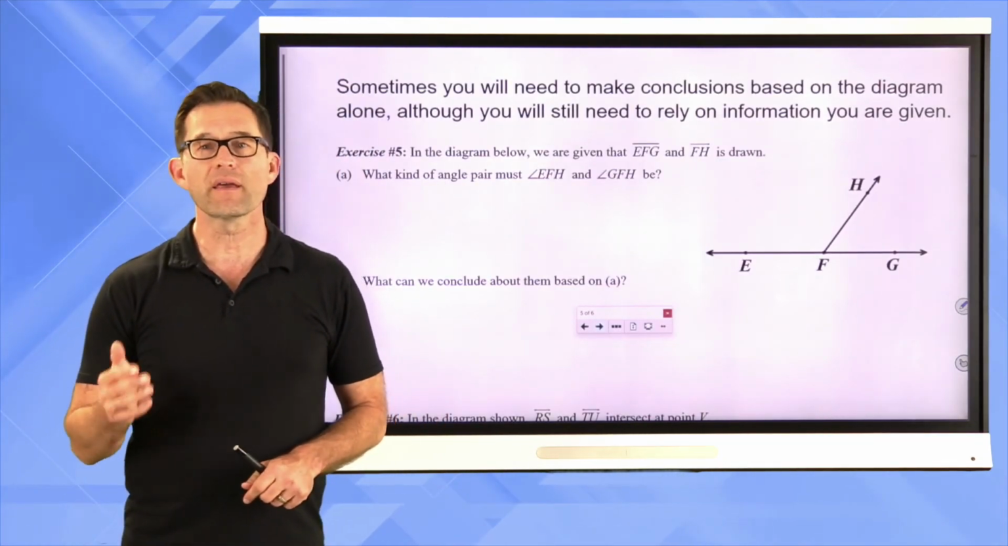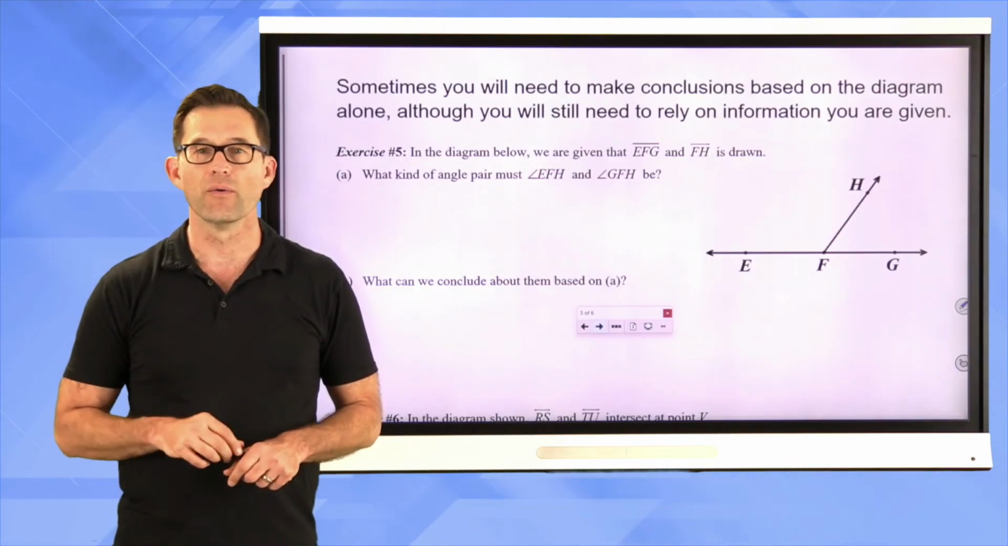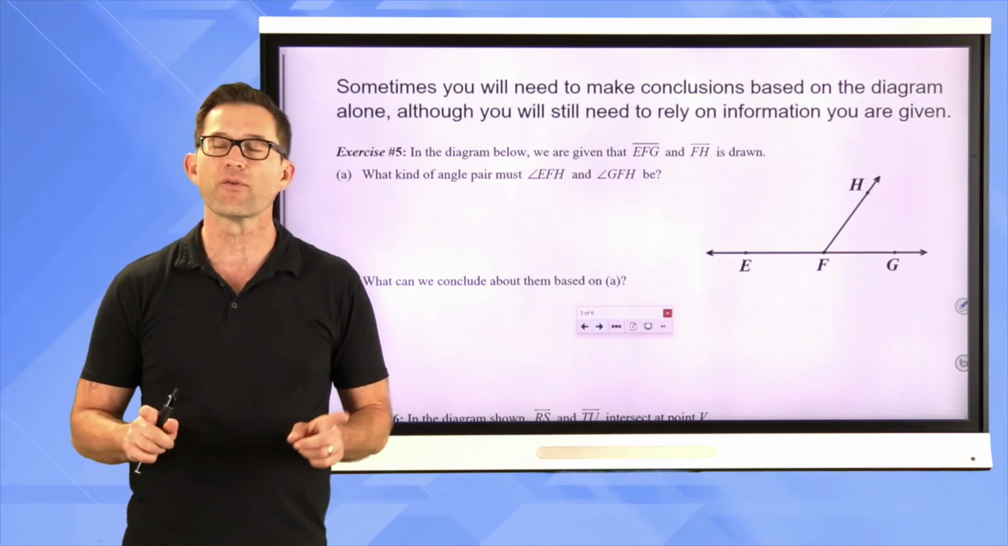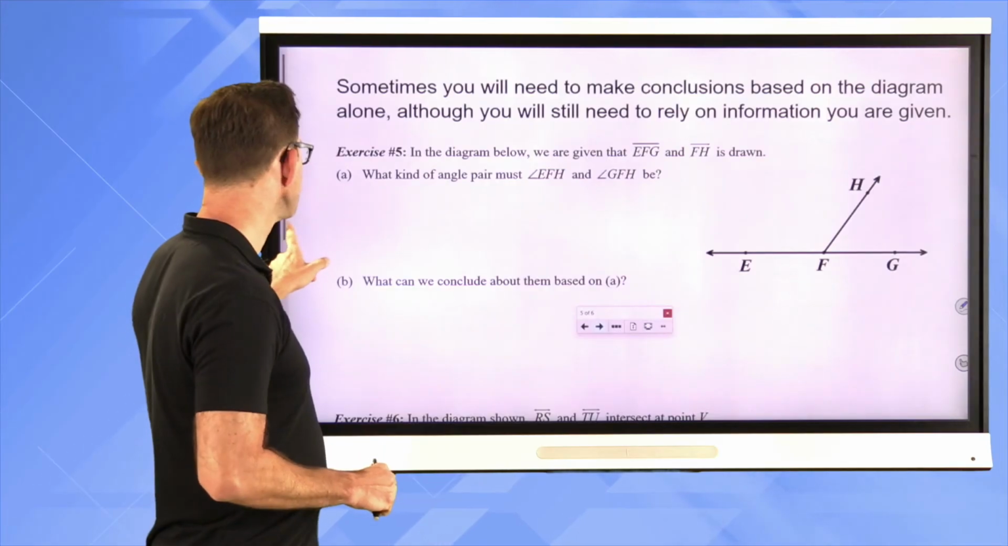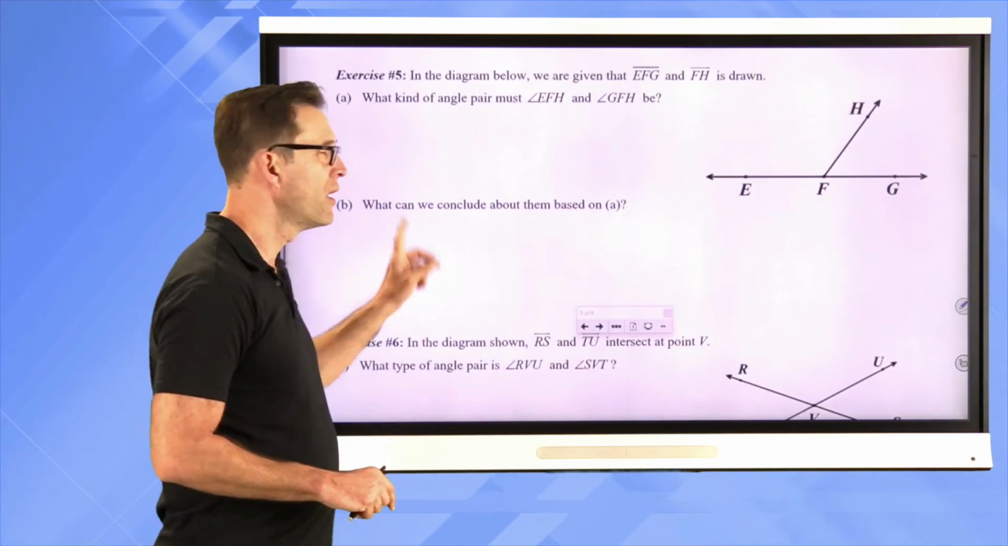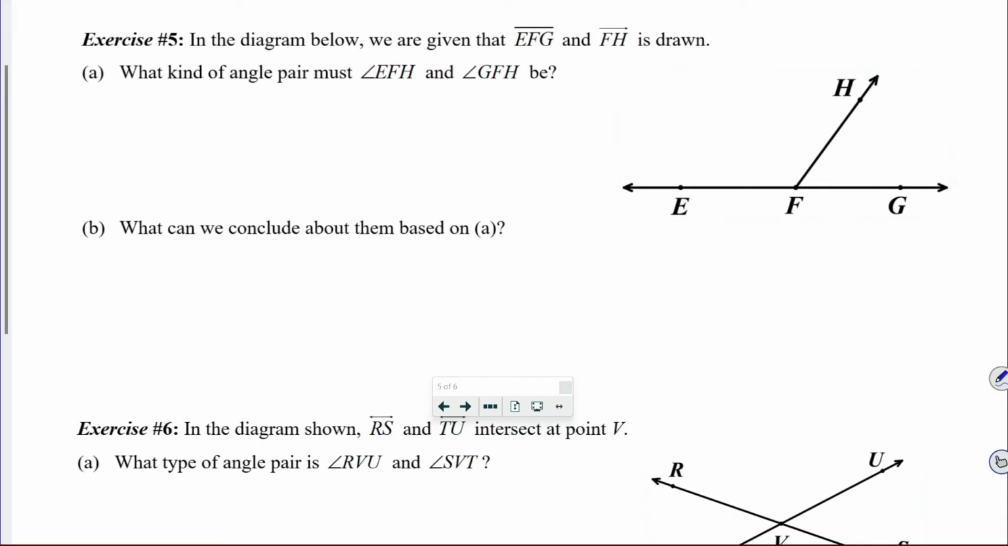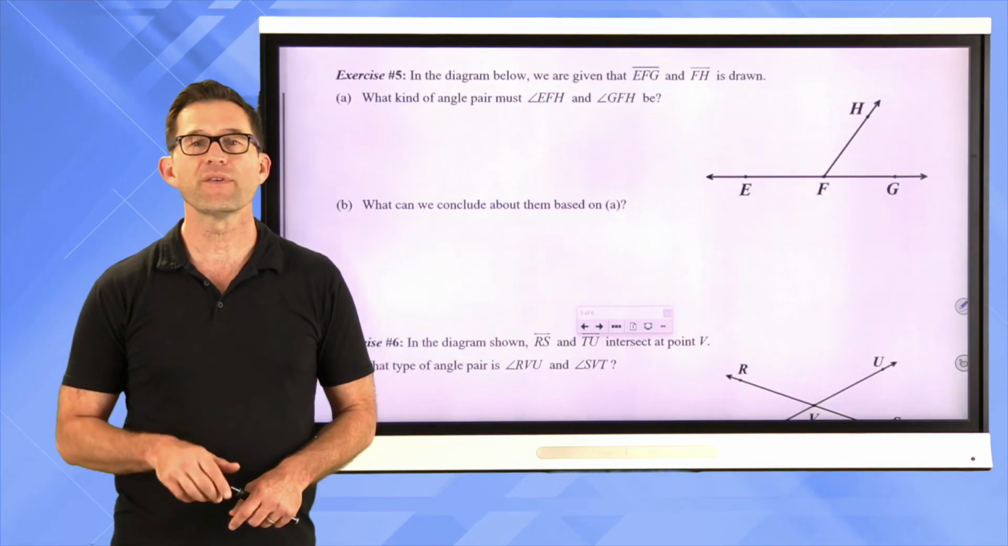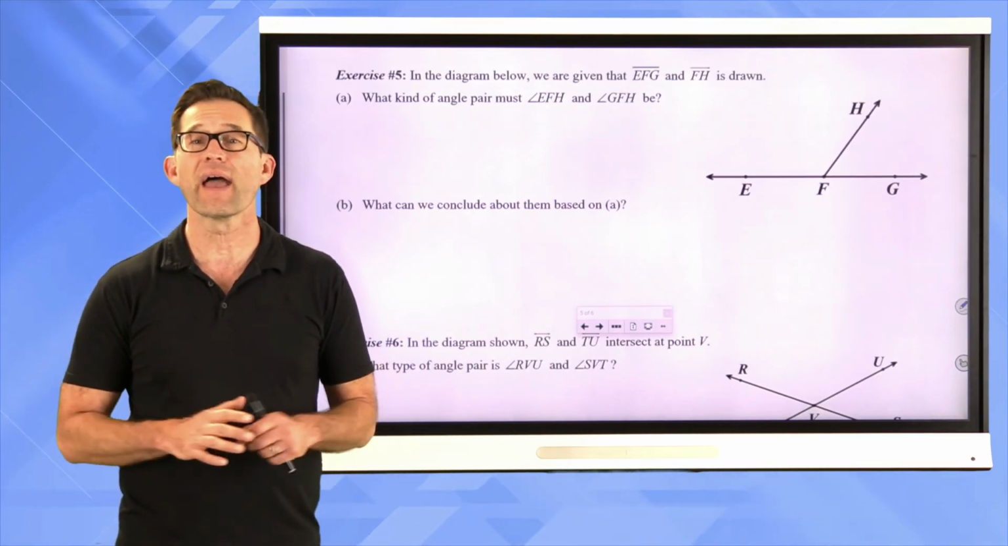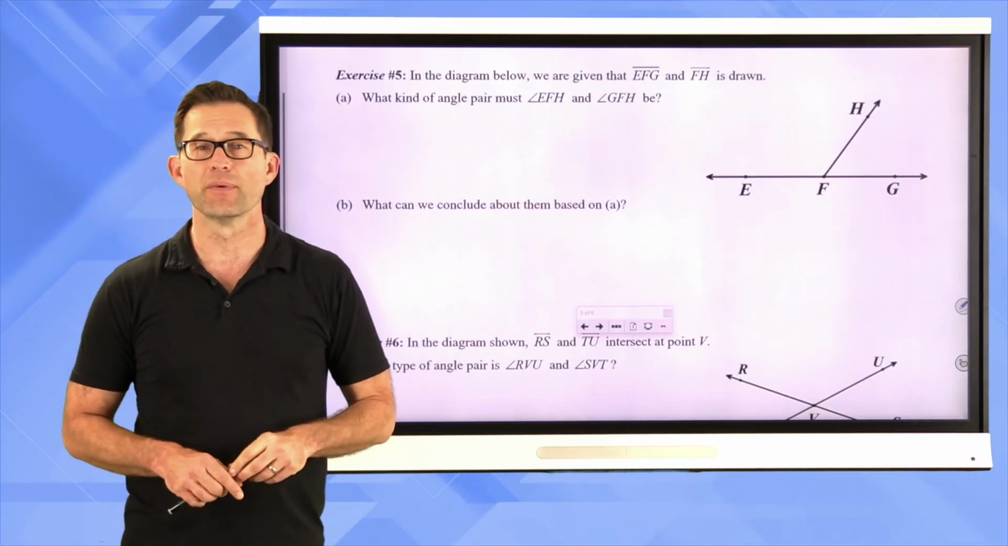Sometimes you will need to make conclusions based on the diagram alone, although you will still need to rely on information that you're given. This kind of goes back almost to the first problem that we saw, but let's talk about exercise number 5. In the diagram below, we are given that segment EFG and ray FH is drawn. Letter A, what kind of angle pair must angle EFH and GFH be? Pause the video now and see if you can write what kind of angle pair those two angles have to be.